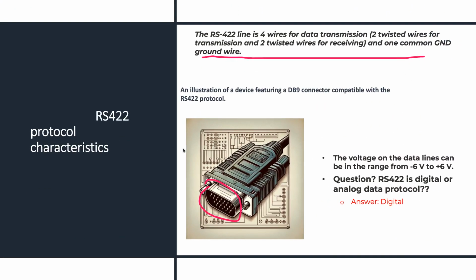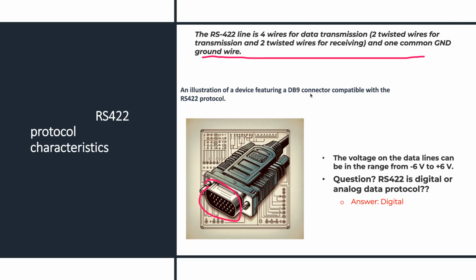Let's move forward. RS422 uses 4 wires for data transmission: 2 twisted wires for transmission and 2 twisted wires for receiving, as you can see here. This is the male connector. As you can see, it has 9 pins. And there is one common ground. Every protocol has one grounded wire. This is specific.